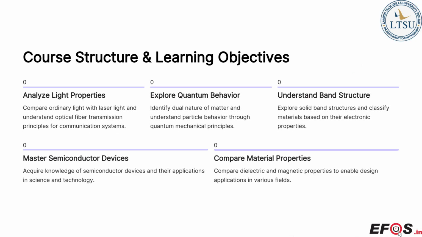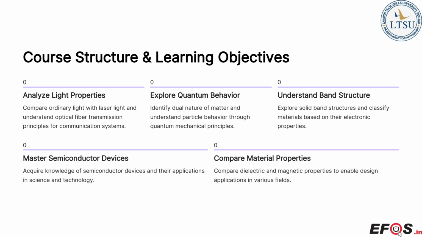Our comprehensive study is structured around five critical areas: 1. Lasers and fiber optics; 2. Quantum mechanics; 3. Electronic materials; 4. Semiconductor physics; 5. Dielectric and magnetic properties. Each unit is designed to build upon fundamental principles, ultimately explaining the technologies that are shaping our modern world.